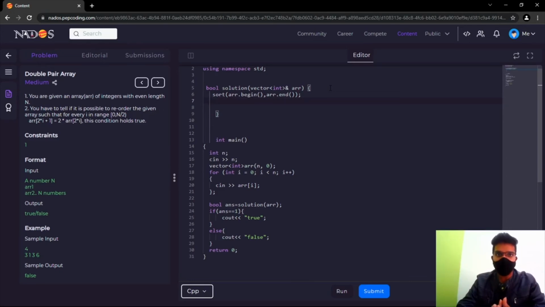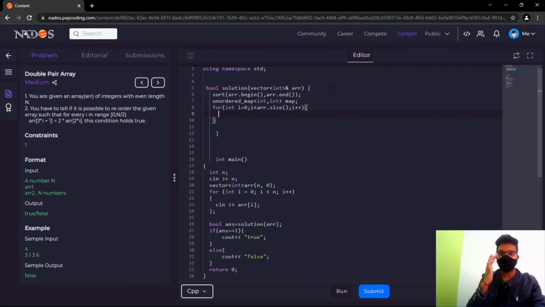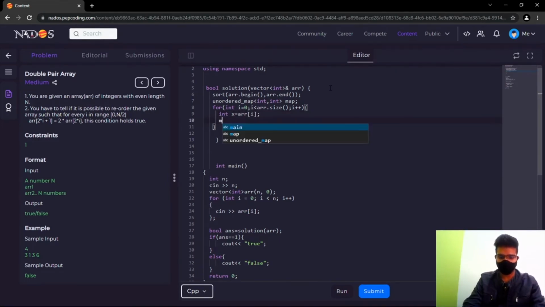Now that we have sorted our array, what we need is a map where we are storing the element and its frequency. So let's create an unordered map of integer and integer. I'm gonna call it map. Okay. So what will be my first step? My first step will be to traverse my array and store the frequency of my value. Let's say x is my value, so x is equal to array of i. So what I'm going to do, map of value. If the value exists in my map, I'm going to increase my frequency.